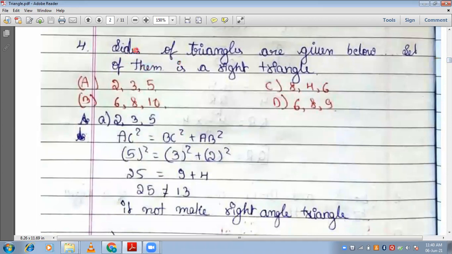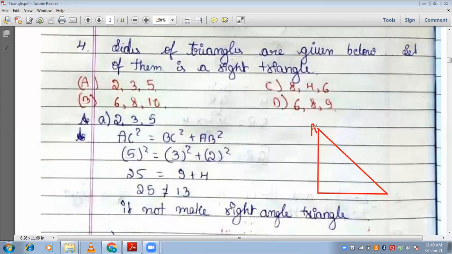Next question, fourth question. Sides of triangles are given below. Which set of them is a right triangle? You need to find out which. They have given three sides each, like 2, 3, 5. You need to pick which is a right angle triangle. Right triangle means what? You need to prove the square of the hypotenuse side is equal to the sum of the squares of the other two sides.